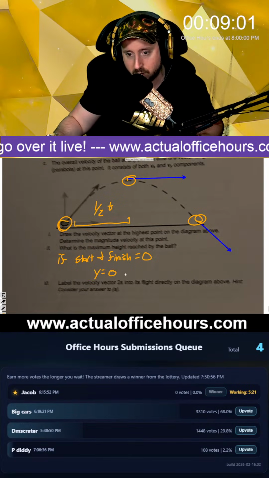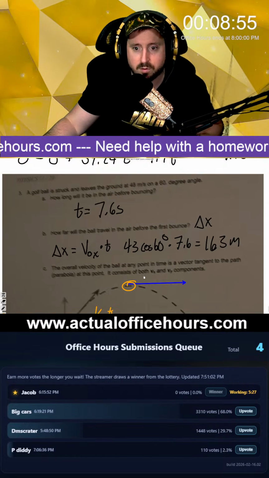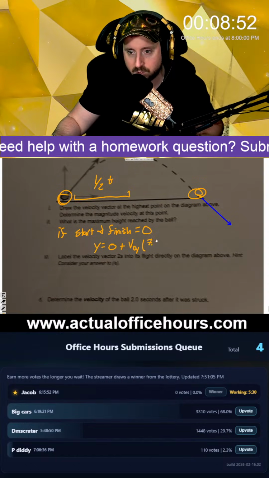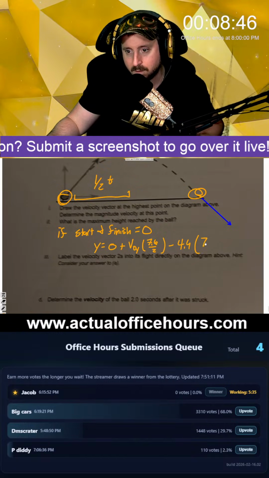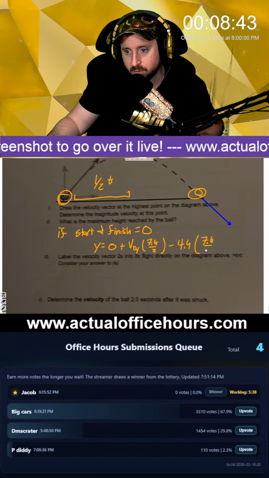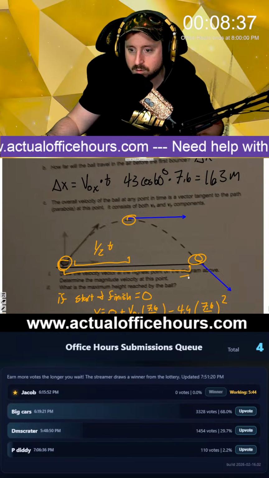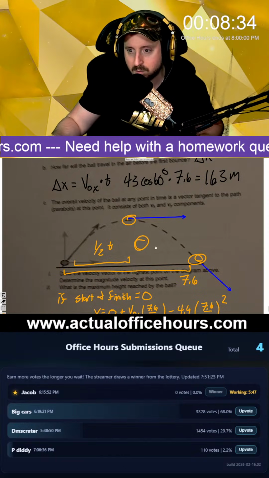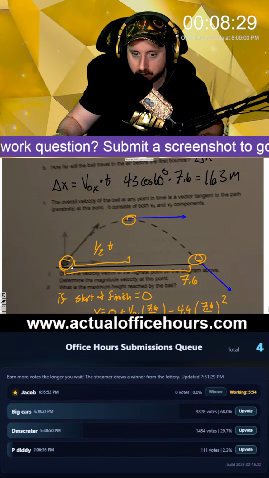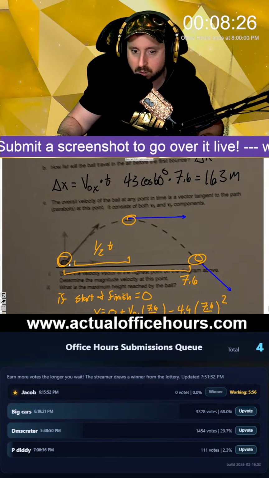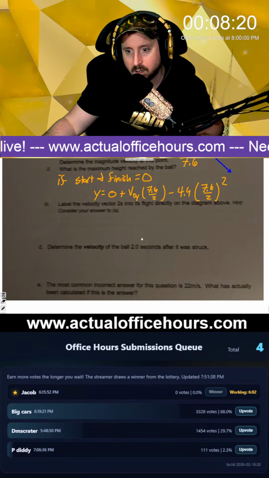You can just say, okay, y is equal to 0, and then that would be plus v naught y times the half time, so 7.6 divided by 2, and then minus 4.9 times 7.6 over 2 squared. Reason for that, it takes a full 7.6 seconds to get from here to here. And in physics, if you start on the ground and you end on the ground, your maximum height will occur halfway through your trajectory, which is nice. Okay, cool.